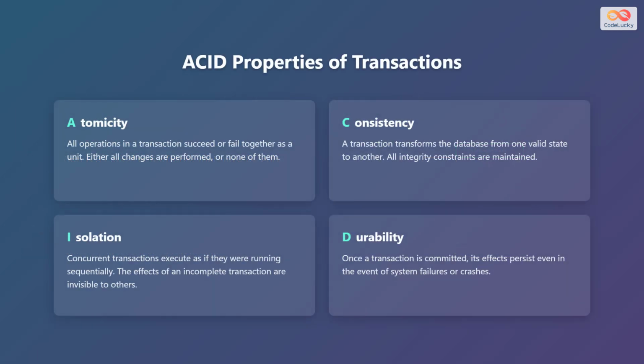To ensure that transactions are processed reliably, we rely on the ACID properties. ACID is an acronym. It stands for atomicity, consistency, isolation, and durability. These properties are essential for maintaining the integrity of data within a database system.